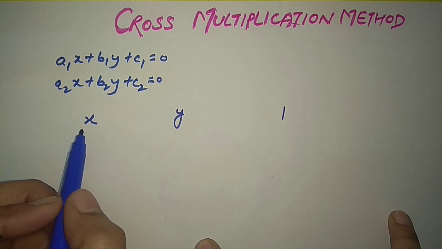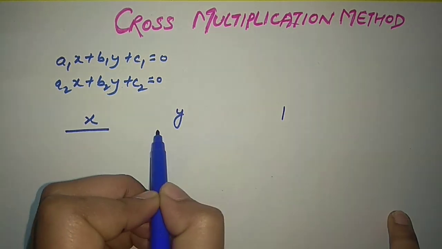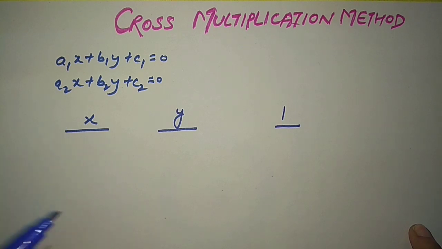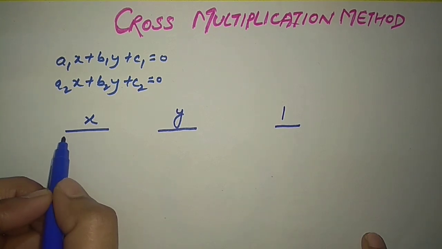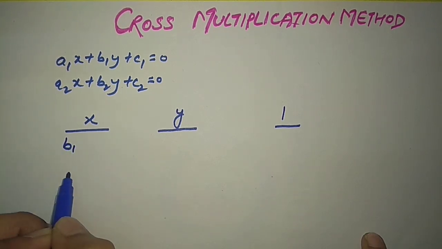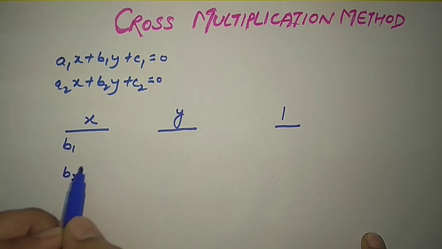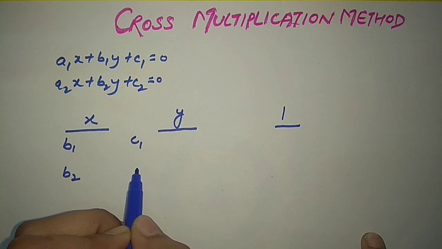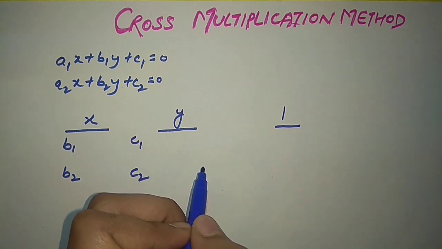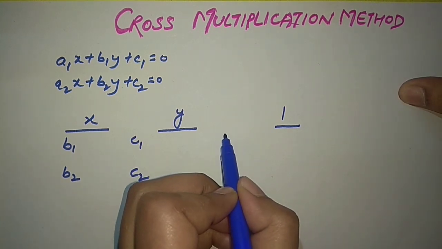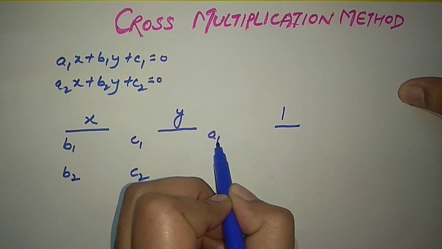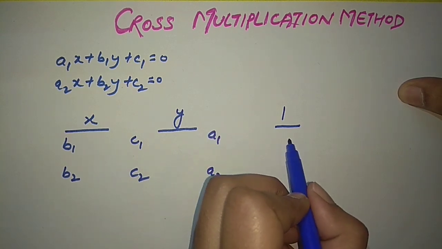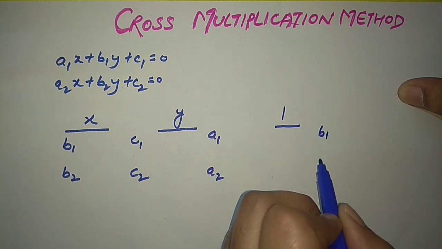Then mark here like this, and below this write the coefficients b1 and b2. Then here write c1, c2. Then here write a1, a2, and again write b1, b2.